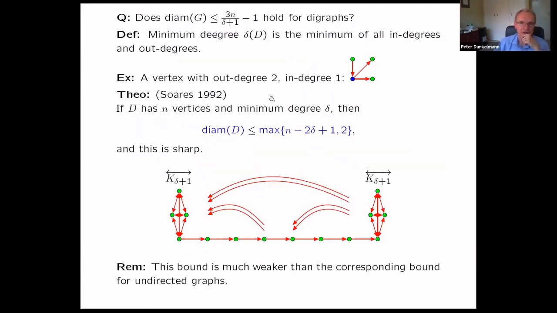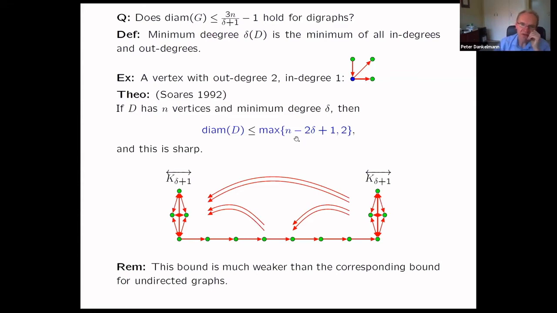And Suárez showed in 1992 that no, this is unfortunately not at all the case. He constructed graphs, which are not very difficult to construct, digraphs that have n vertices and minimum degree delta, the smallest of the out and in degrees, so each vertex is adjacent to and from at least delta vertices.